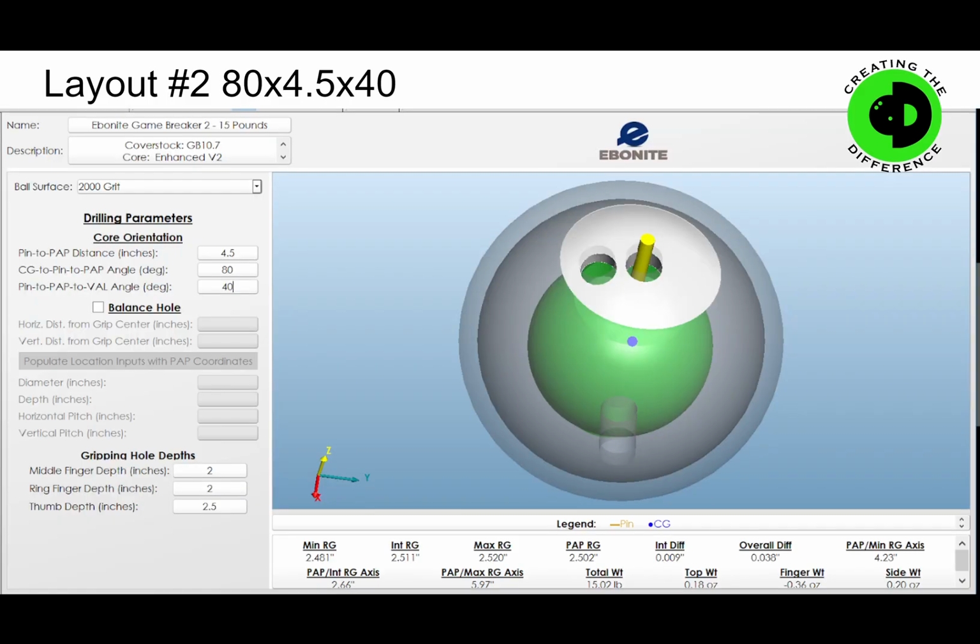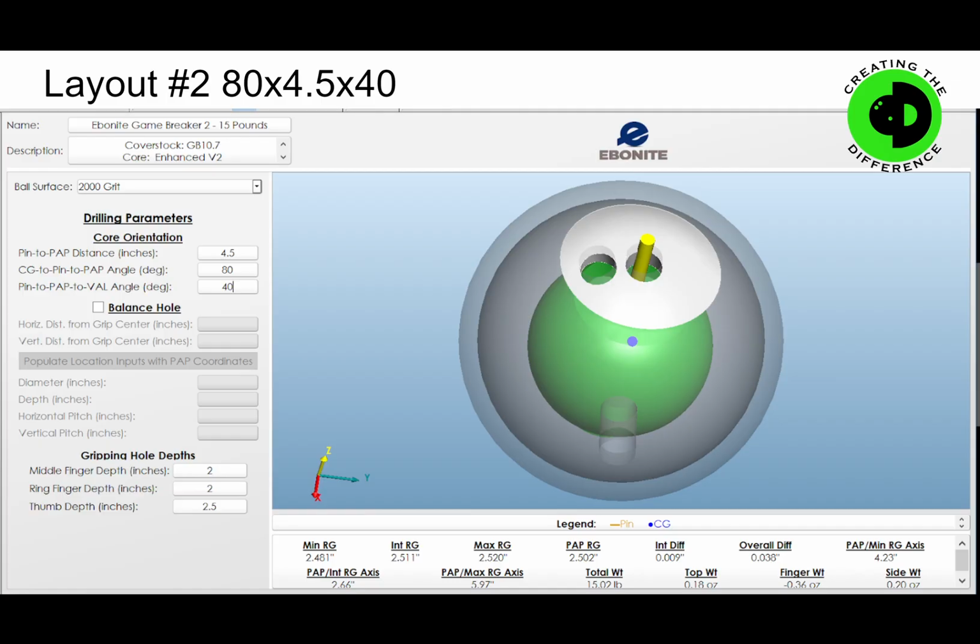Now we'll do a different layout. This layout happens to be an 80 by 4.5 by 40. Now you can see here the yellow dot, the pin, is in a different position. And then you can see the blue dot, which is the center of gravity, is in a different position.